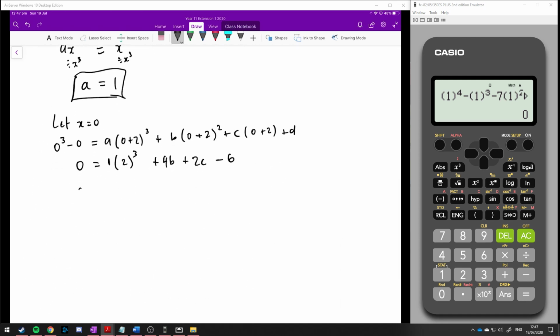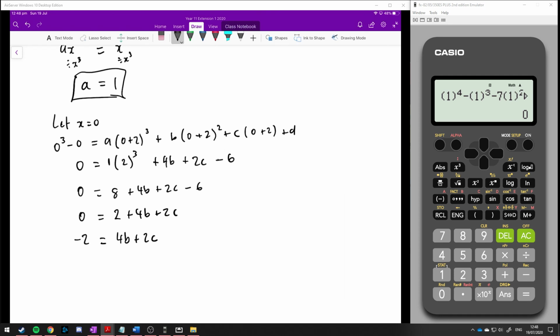So putting it all together, we're going to get 0 is equal to 8 plus 4b plus 2c minus 6, or 0 is equal to 2 plus 4b plus 2c, or minus 2 is equal to 4b plus 2c. Okay, we're going to leave that there for now, and we're going to come back to that in a moment.